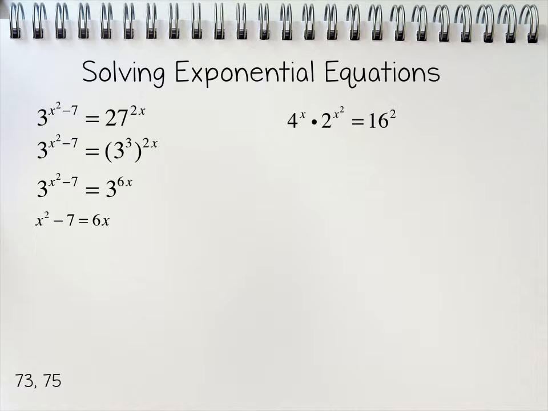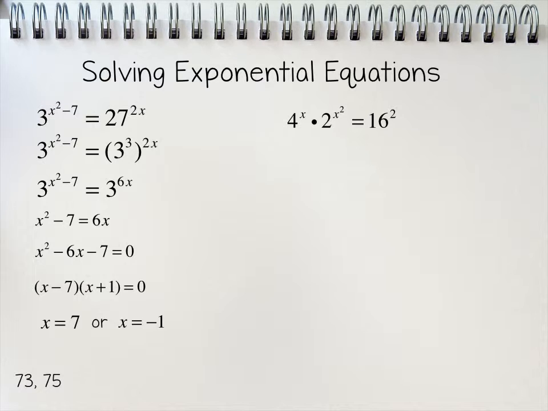This is a quadratic equation. We can solve it by subtracting 6x from both sides and factoring that trinomial. Now we'll apply the zero product property and we get 2 solutions, x equals 7 or x equals -1.